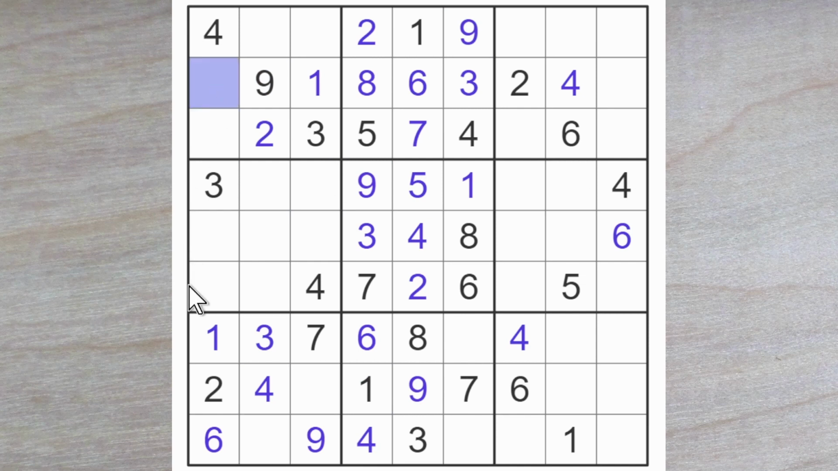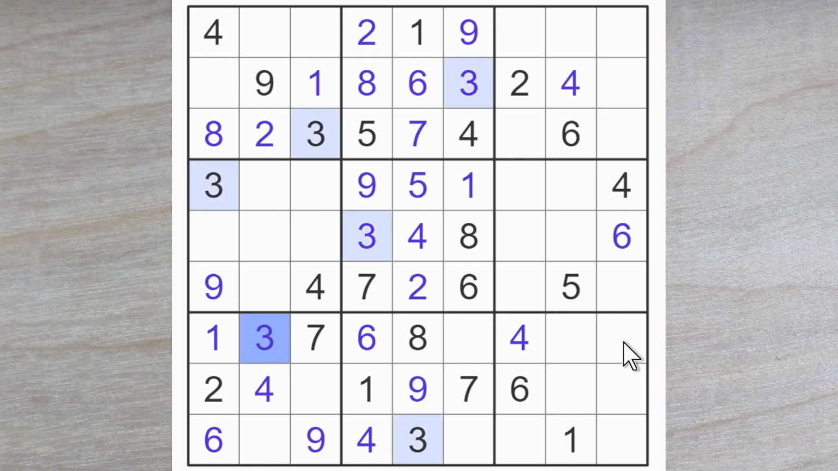For column 1, we need to find a 5, 7, 8, and a 9. There's a 5 and a 7 here, making this a 7, an 8 or a 9. There's a 5 and a 7 here, making this an 8 or a 9. There's already a 9 blocking this square, so the 8 must go here, and the 9 must go here. This is now a 7 or a 5, and this is a 7 or a 5.